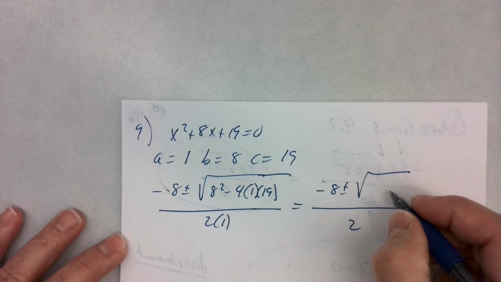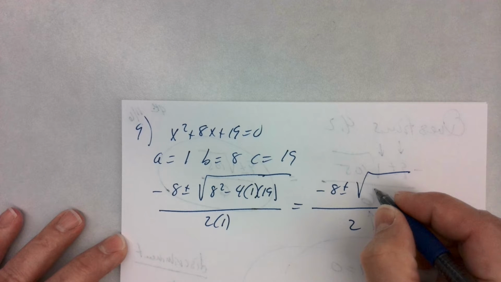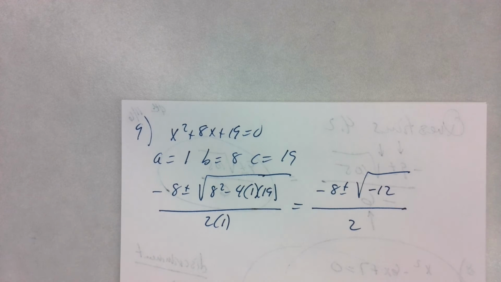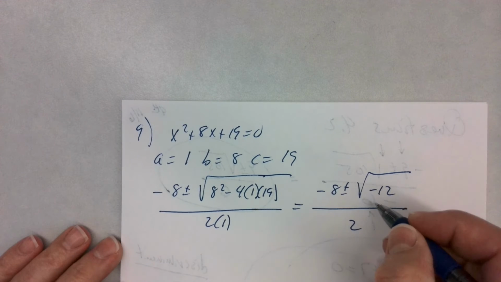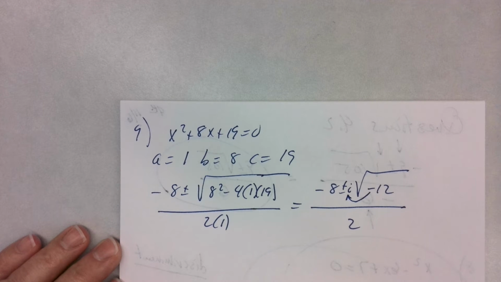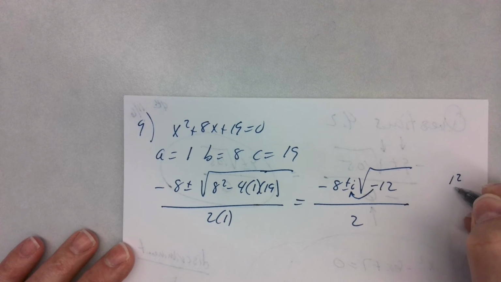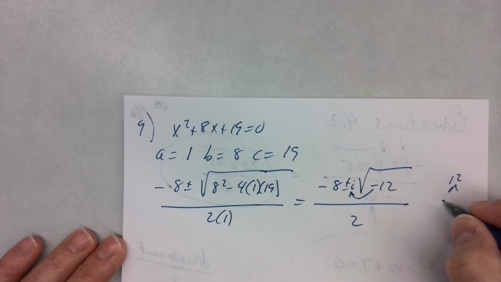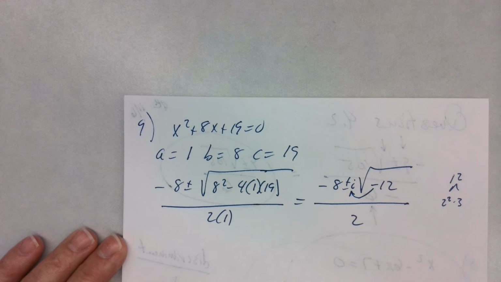What's this now? Negative 12, right? Right now, I already know what, but I know I'm going to have an i in my answer. If I don't have an i in my answer, I've done something wrong, right? Now, what I would do is take this out right now and make sure I've got my i out front. And then I'm going to break my 12 down, right? It's what? 2 squared times 3. That 2 is going to come out, right? So I'm going to have what?